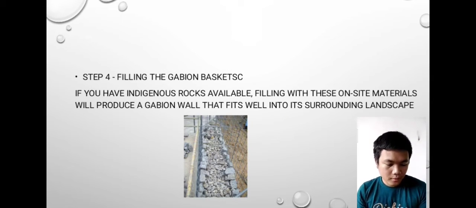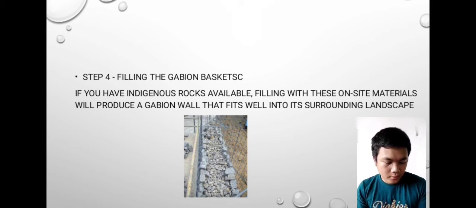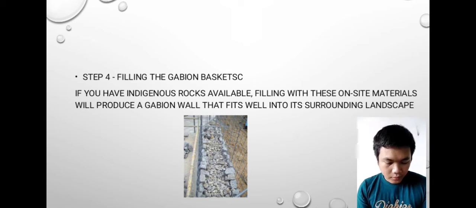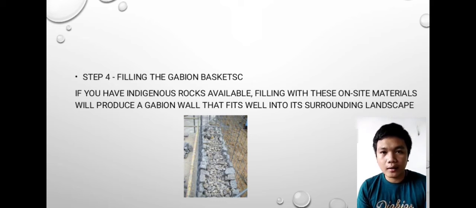So fourth is filling the gabion baskets. If you have indigenous rocks available, filling with these on-site materials will produce a gabion wall that fits well into its surrounding landscape. So mao na ni gibutang na ang mga bato sa atoang fence. So mao na siya modala og condition para gahay ang atoang fence para dili diretso mamungkag. So ang gigamit ani nga fence is mga steel wire nga gibuo lang siya sa pinagi sa steel wire.